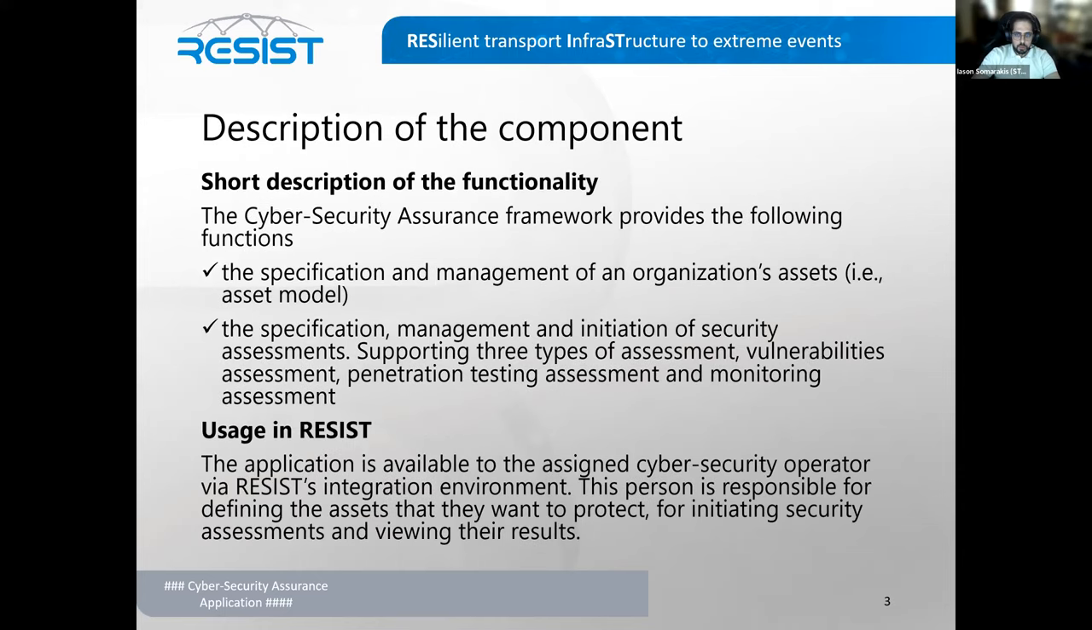A short description: the cybersecurity assurance framework is responsible, first and foremost, for the specification and management of the organization's assets. That's every software or hardware of Resist, and this is what we call the asset model. Secondly, it's responsible for the specification, management, and initiation of security assessments. The framework currently supports three types of assessments: vulnerability assessments, penetration testing assessments, and monitoring assessments. In Resist, the framework is used to perform assessments on the assets specified by the cybersecurity operator, and of course to examine the results of these assessments.